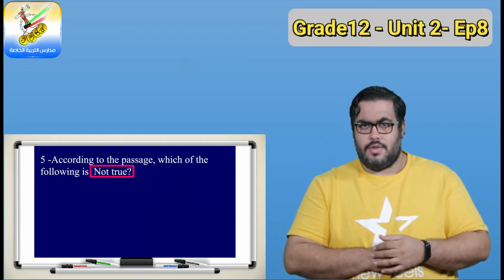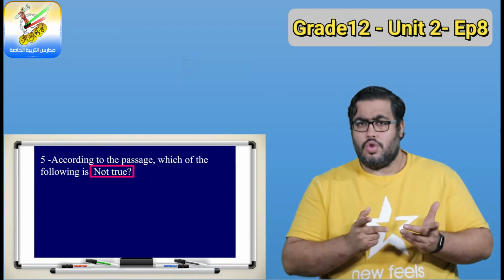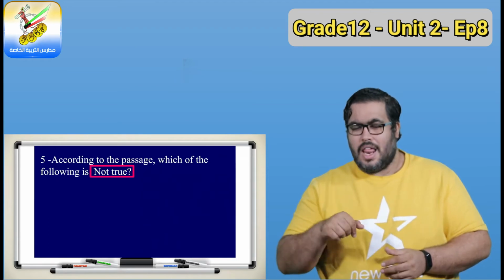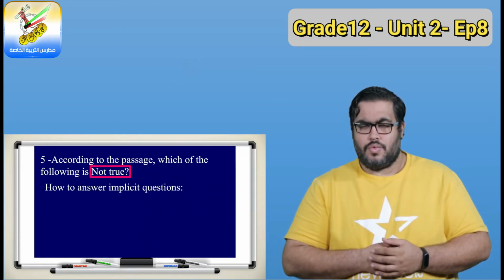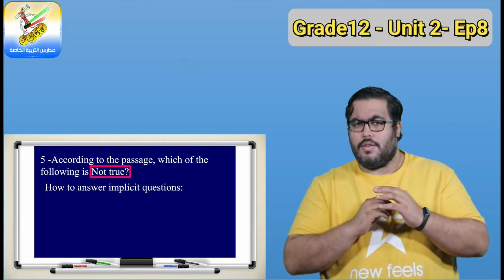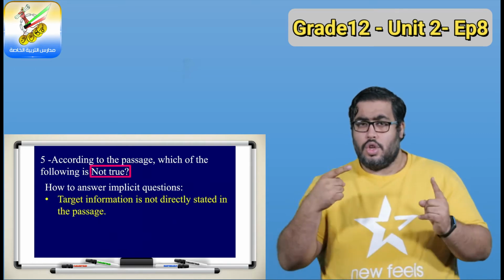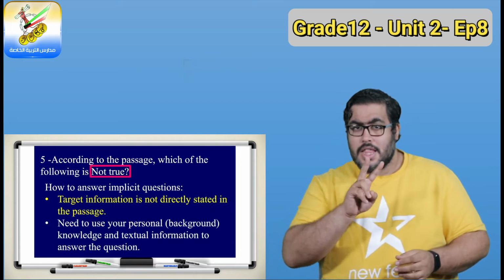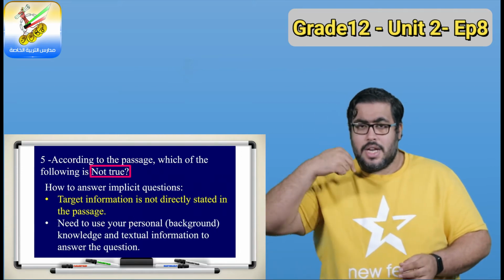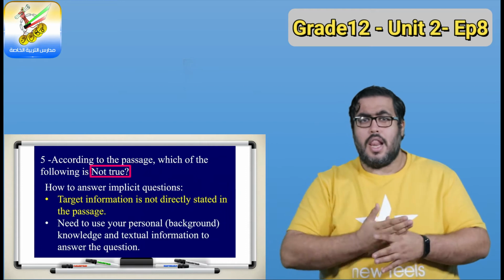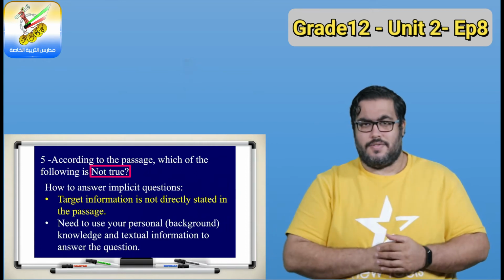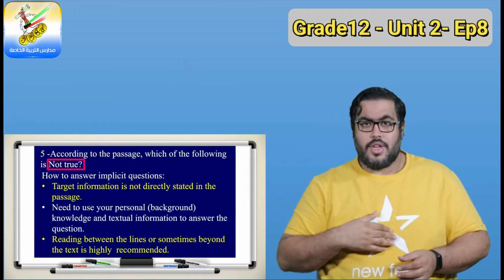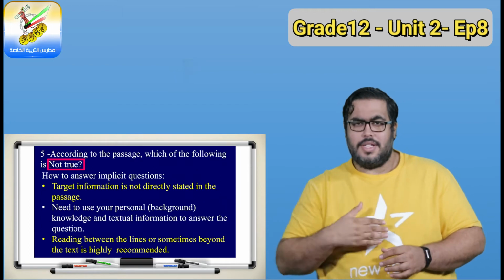Question 5. According to the passage, which of these is not true? How do we answer implicit questions? The target information is not directly stated in the passage. Sometimes you need to use your personal background knowledge and the text information to answer this question. Read between the lines, meaning understand the passage.